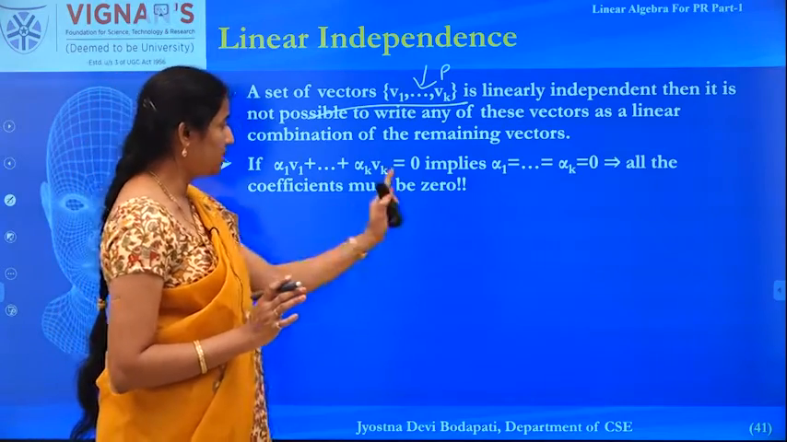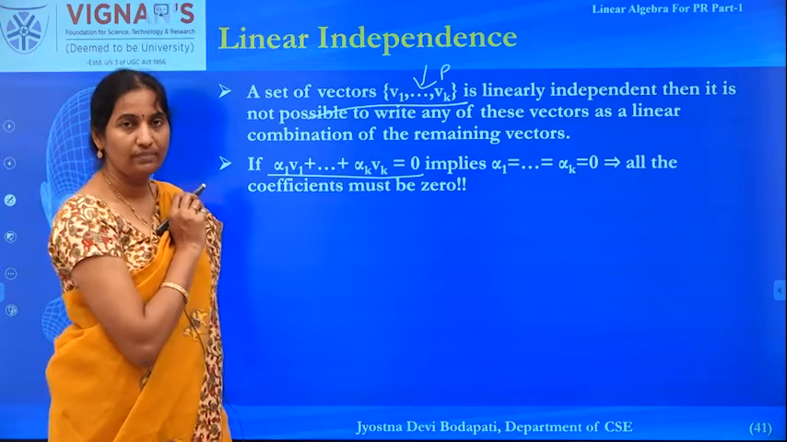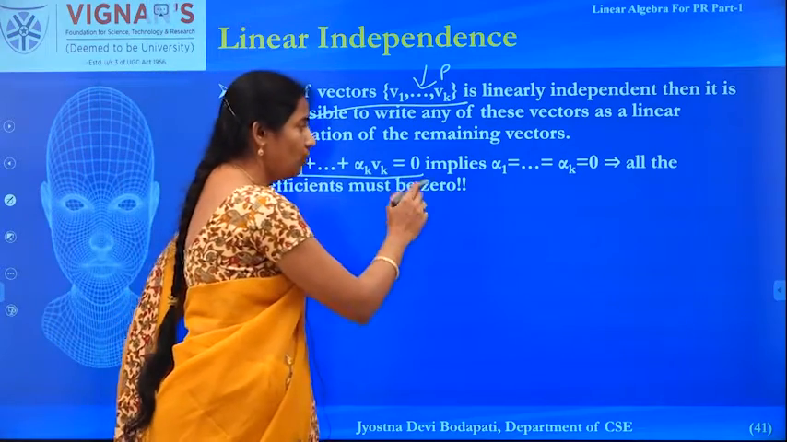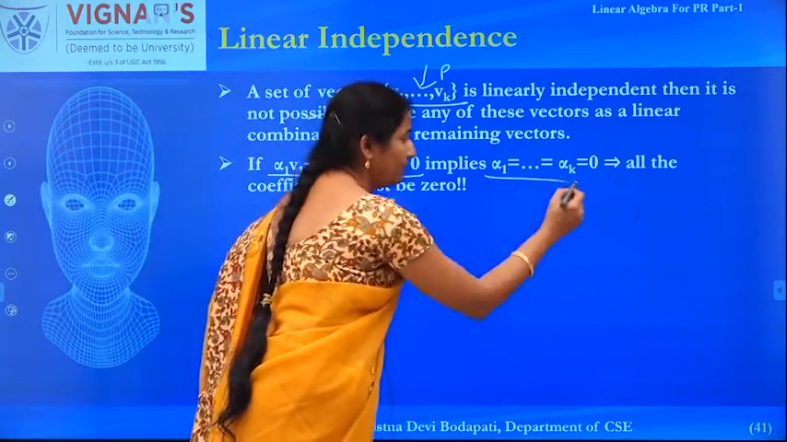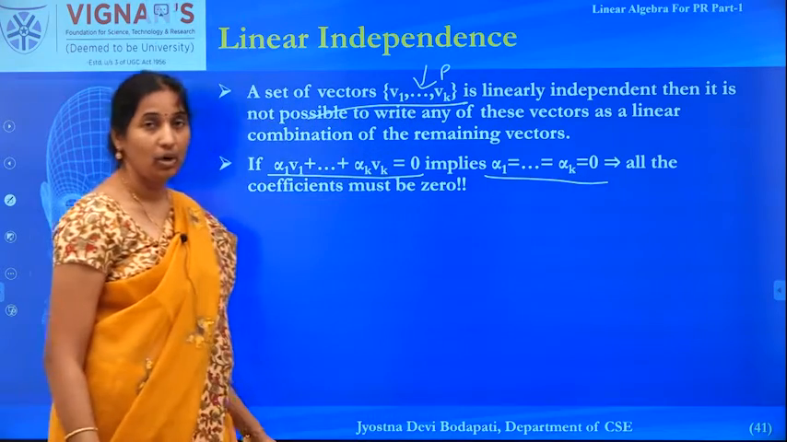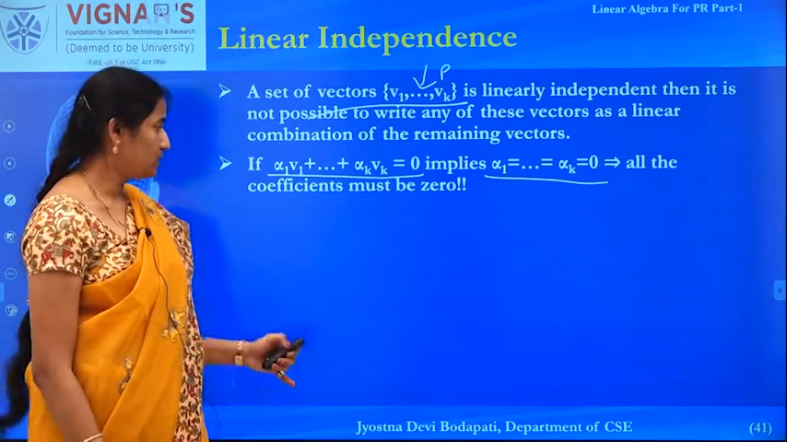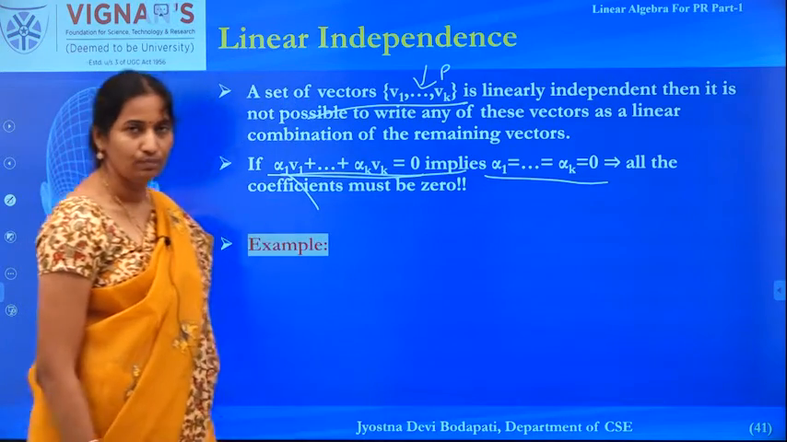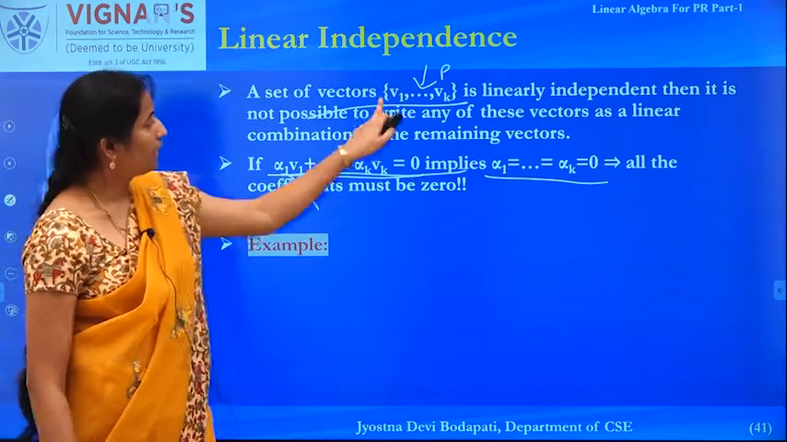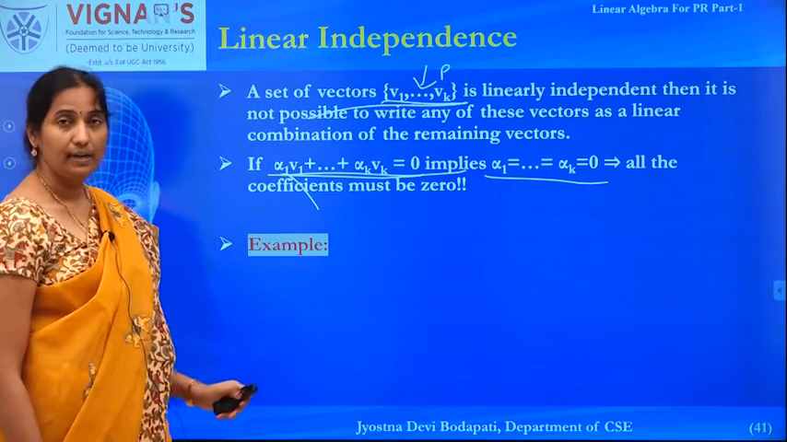Or in other words, you can say that alpha 1 v1 plus alpha 2 v2 and so on, plus alpha k vk, is 0 if and only if all the alphas, alpha 1 to alpha k, are zeros. That is, all the constants must be 0. In that case only this should be 0. So in that case you can say that this set of vectors is linearly independent.